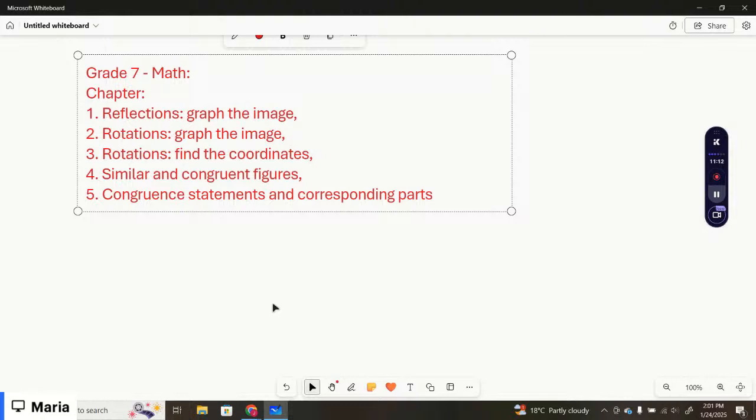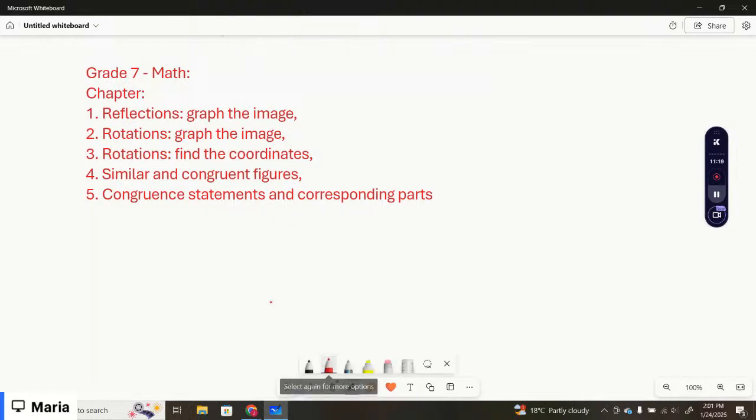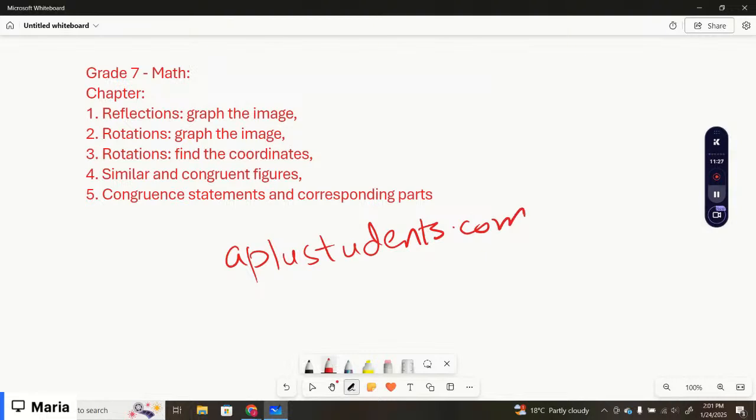We are here for grade 7 math. You can find all the lessons on aplusstudents.com. You have to log in there using your email address and password as provided by the administrator. Then you have to select math from the subject tab. There you can find a list of the chapters.